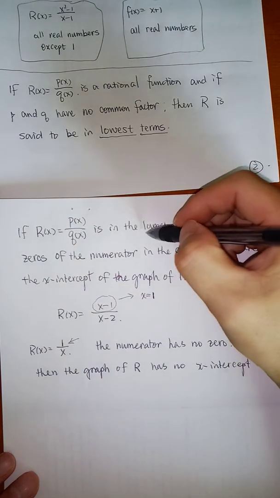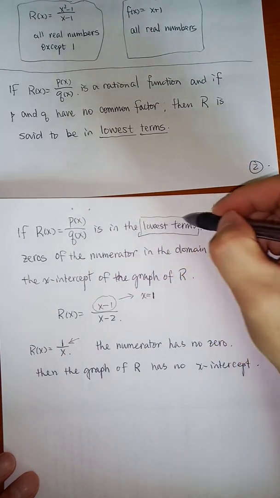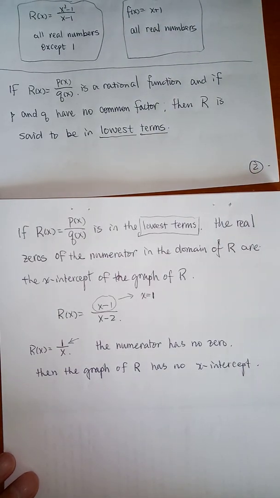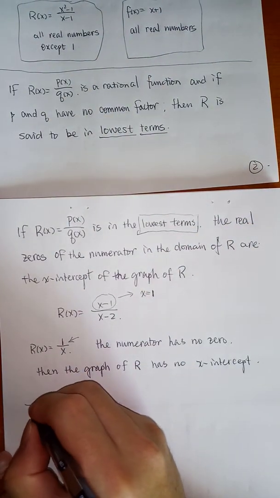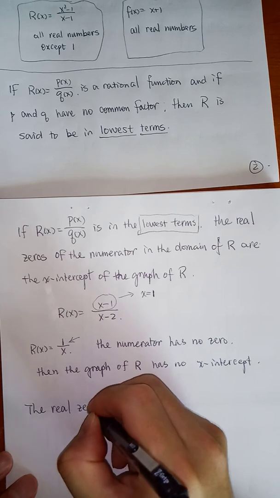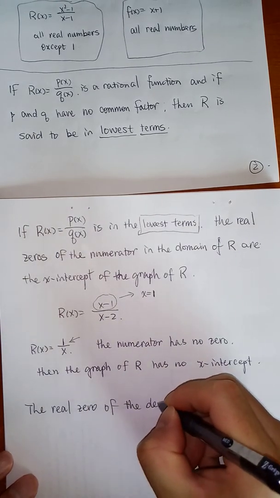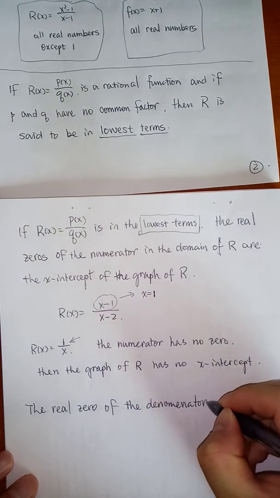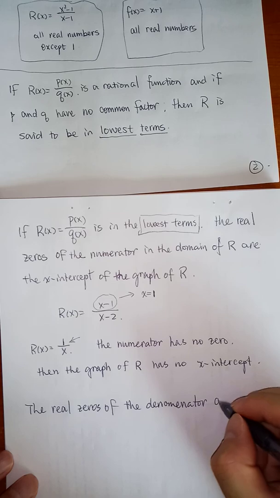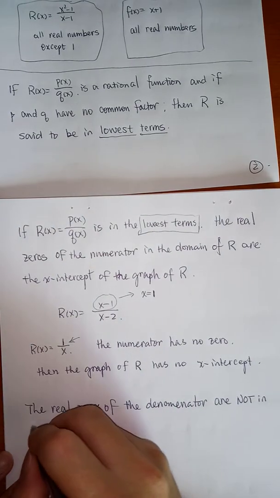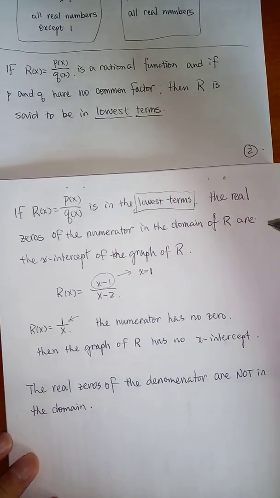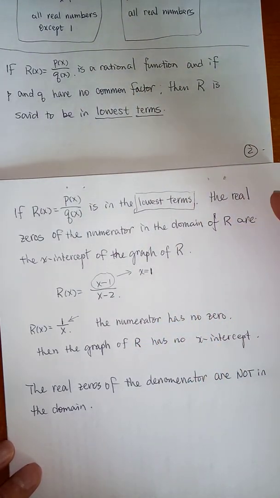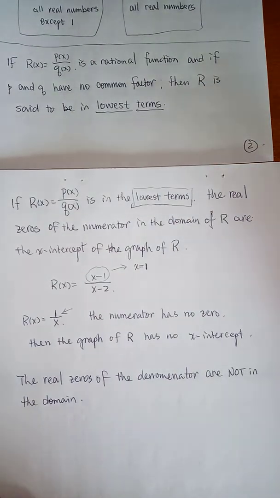And you can do that only under the condition that R is in the lowest term. If R is not in the lowest term, you cannot do it. And the real zeros of the denominator are not in the domain. Again, we're talking about the rational function in the lowest term. We always exclude the zeros of the denominator.